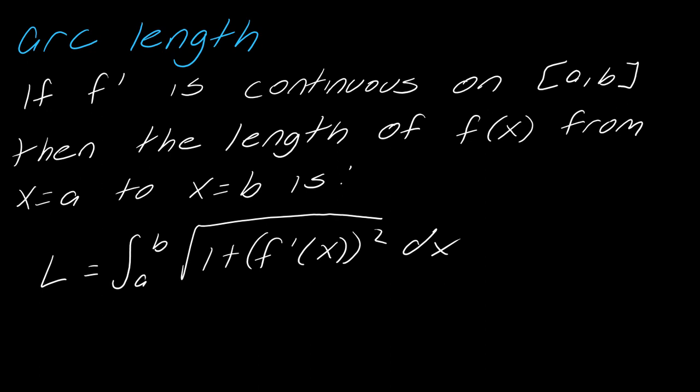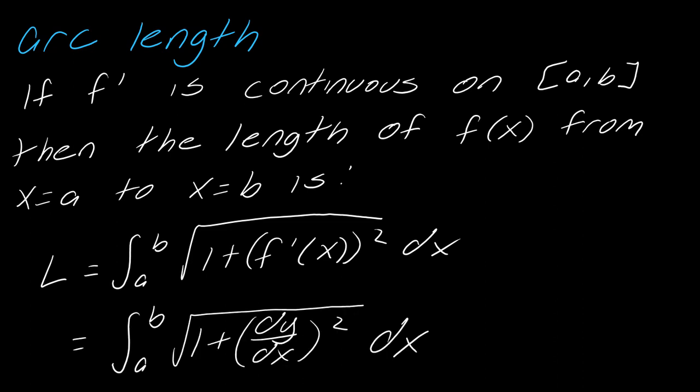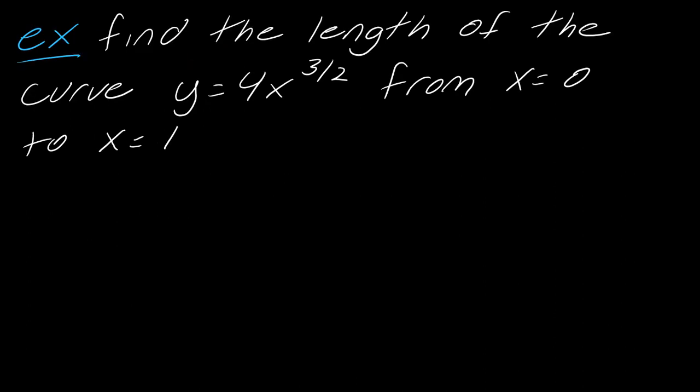So, arc length. If f prime is continuous on a closed interval, then the length of f of x from x equals a to x equals b can be found by the integral of the square root of 1 plus f prime of x squared. So it's actually a pretty nice, easy little package of a formula. And another way that we could write this is, instead of writing f prime of x, we could also substitute that as dy over dx squared, tomato, tomato, doesn't matter which way you want to think of it.